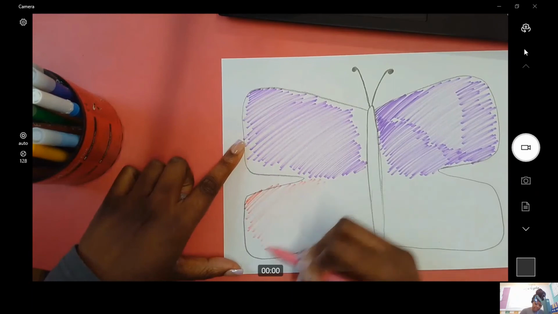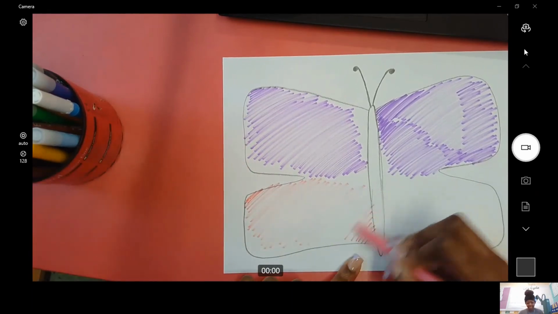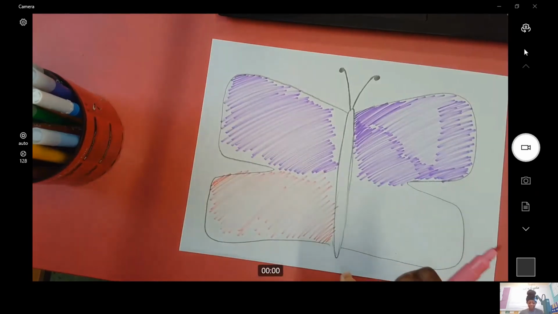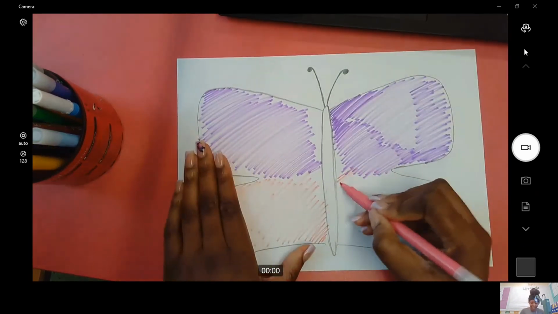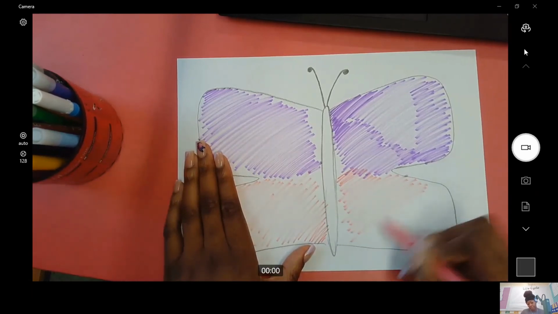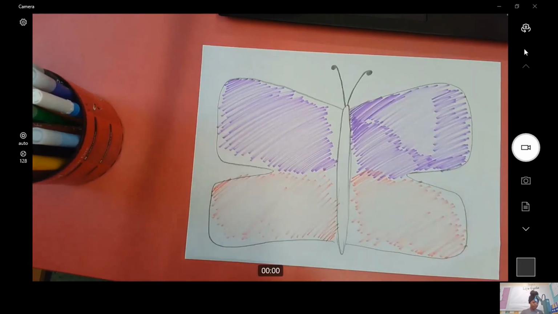So just like this. Oh, Miss Coogie's pens are all running out. But yours will look a lot neater than mine. My pens are running out, unfortunately. And the same on this side. Yours don't have to be the same, but this is just the design that I have chosen.